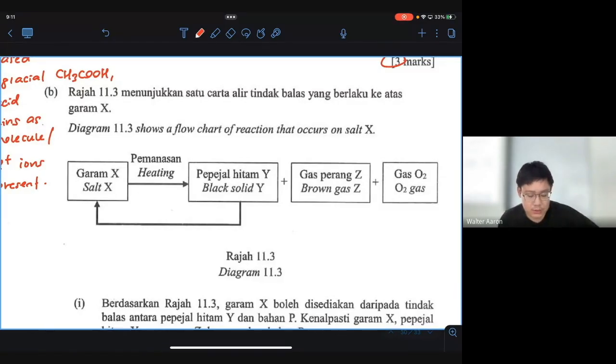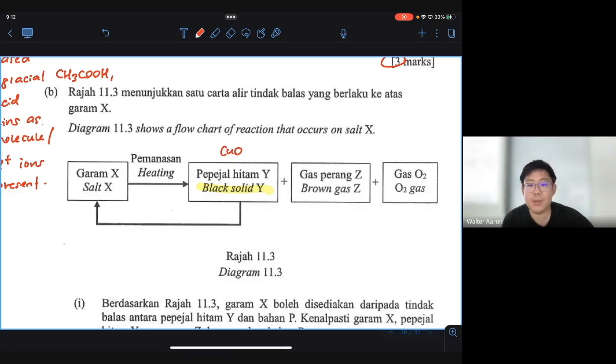So X, what happens if you heat it up? It gets a black solid Y, and then brown gas is being released, and then oxygen gas is also produced. So two things to take note of over here. Number one is a black solid. So in chemistry, in your SPM syllabus, there's only 2 black solids: copper oxide and also pure carbon powder. So therefore, I think this is most likely copper oxide. So Y is supposed to be copper oxide.